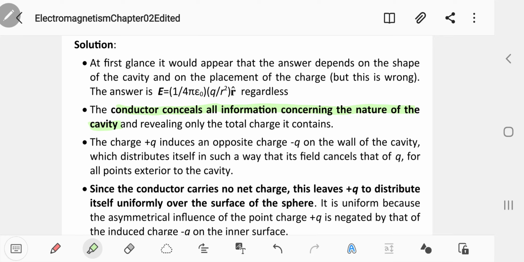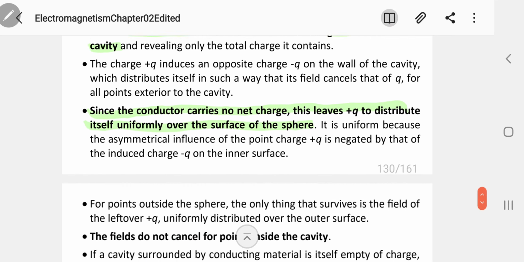So since the cavity has a charge Q inside it, it will induce negative charge on the inner surface, and the outer surface would be, of course, positive Q to cancel the negative Q induced in the inner surface. So what happens is that since the conductor carries no net charge, this leaves positive Q to distribute itself uniformly over the surface of the sphere. Okay.